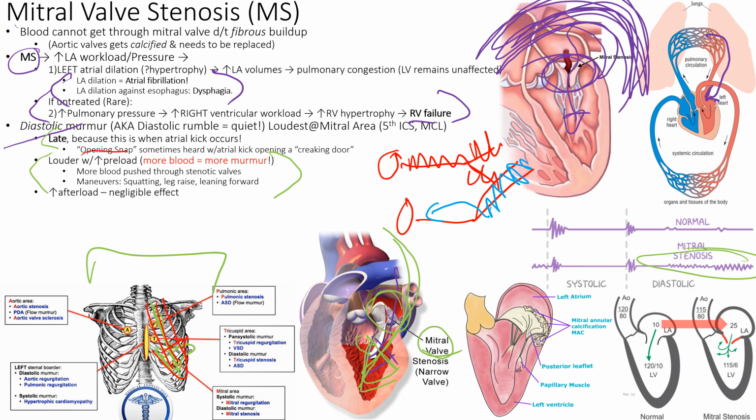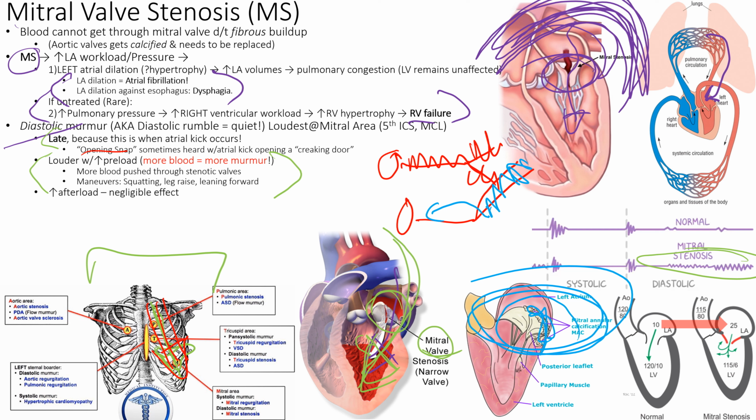Okay, so then afterload. When we talk about maneuvers, we can increase afterload or increase preload. You're not going to really hear much effect with afterload. Okay, so again, we have a stenotic valve here. And why is it stenotic there? We have some junk in the way. What kind of junk might that be? It could be calcification, or it could be infective endocarditis. We could have an infection of the valve, right, that has accumulated there.